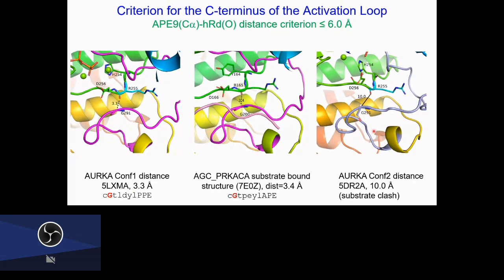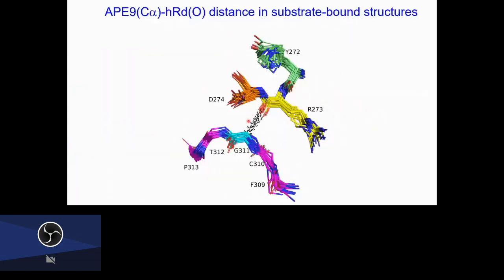But here it is in that conformation 2 of aurora, where the distance is something like 10 angstroms. And you can see how the activation loop is pulled away from that short interaction, and where it would clash with the substrate, where the substrate usually binds. So here it is in all those substrate-bound structures. Here's this short contact of 3 or 4 angstroms between the carbonyl oxygen and the C alpha of that residue.